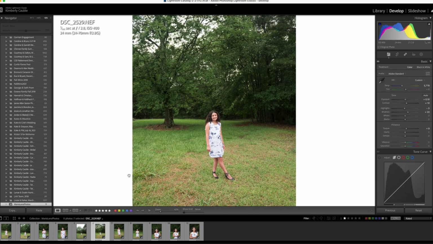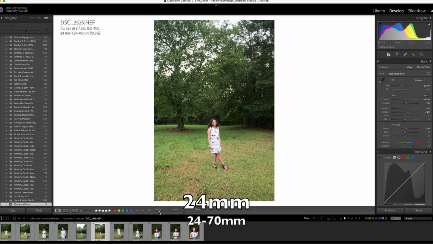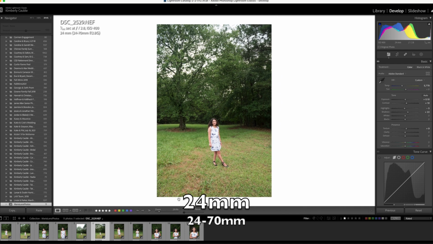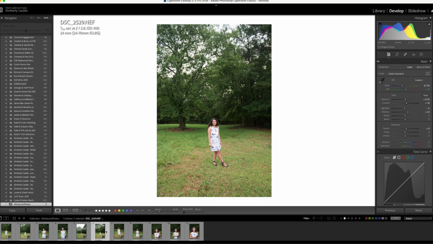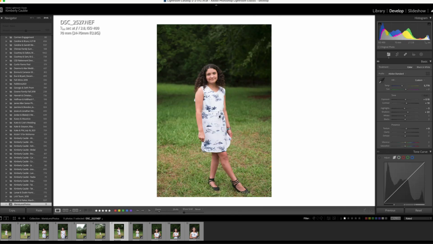Then I put on my 24 to 70 millimeter, and this is at 24 millimeters, so still a nice wide shot, but she's definitely crisp and focused there. And then I zoomed in all the way to 70 millimeters, and you can see that is at 70 millimeters. So you can go from here to here with that particular lens, zooming all the way in and out.